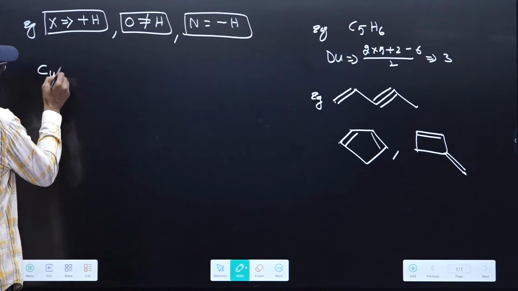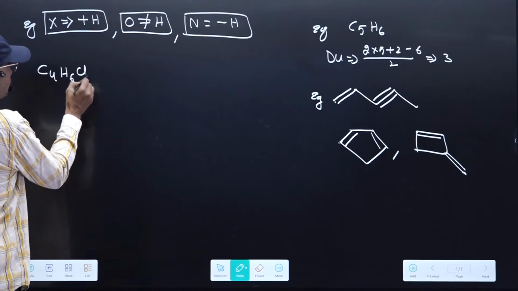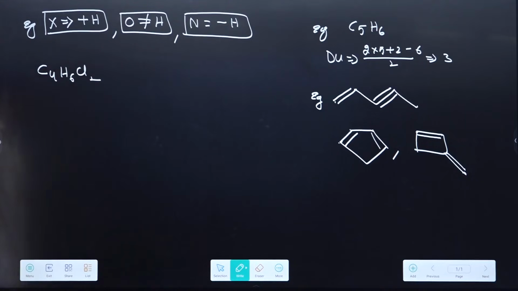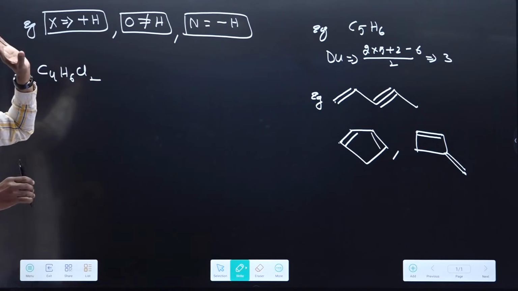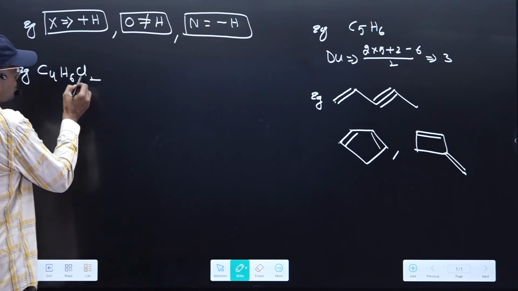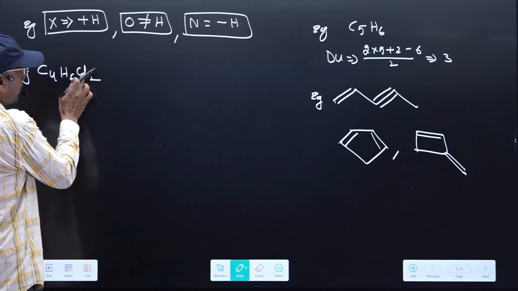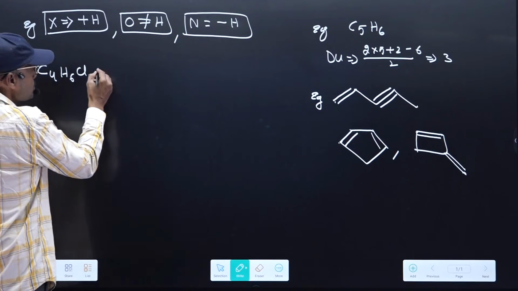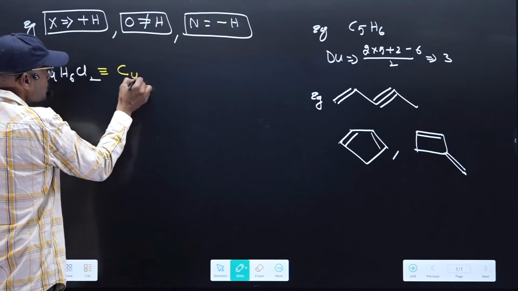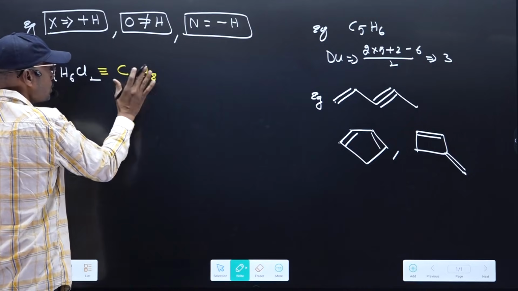I will show one example, you will understand clearly. See, C4H6Cl2. Here halogen is there or not? Every halogen, add one hydrogen, that is in your mind. In your mind you need to think like this. Here two chlorines are there, so I want to add two hydrogens to this formula. If I add two hydrogens, what is your expected formula? C4H8. This you need to assume in your mind only.